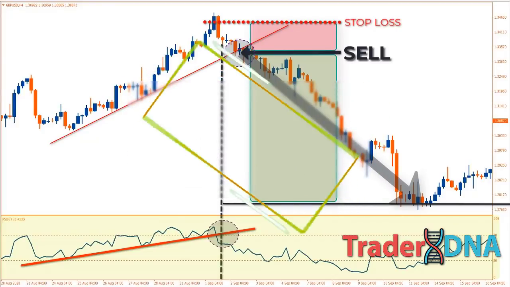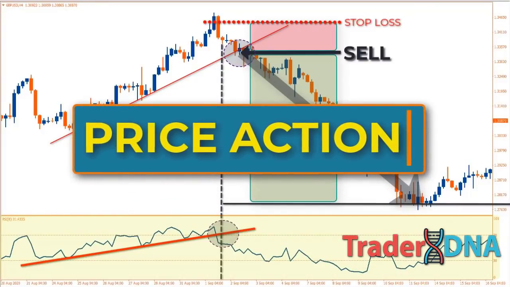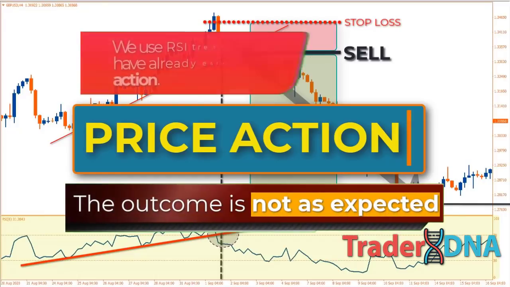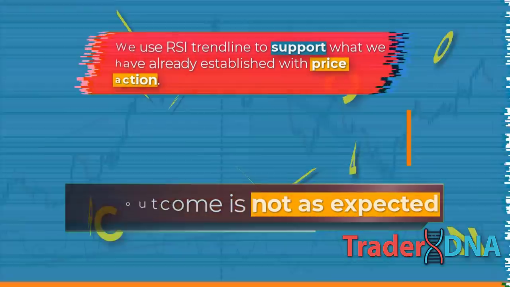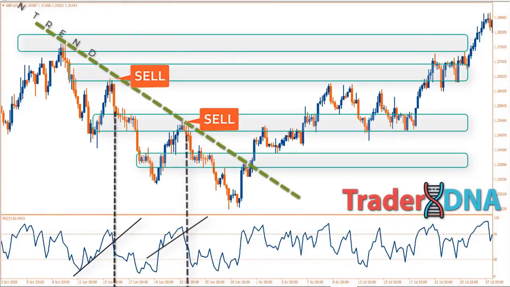That's why it's important to look closely at the price action. Price action rules are designed to help us make money and eventually become a better trader. If you would take a trade every time you spot a RSI trend line breakout, you would soon find out that the outcome is not as expected. We use RSI trend line to support what we have already established with price action. So, you need to analyze the price. You need to draw key support and resistance levels to identify the main trend and take RSI trendlines breakout signals in the direction of the main trend.